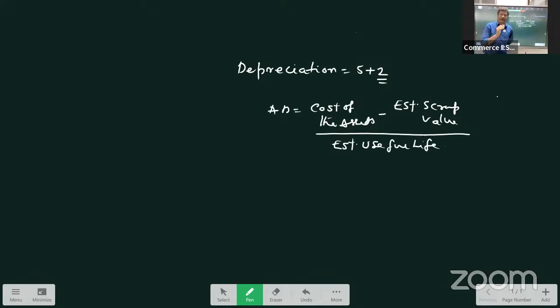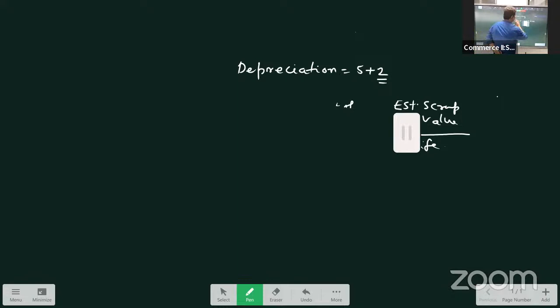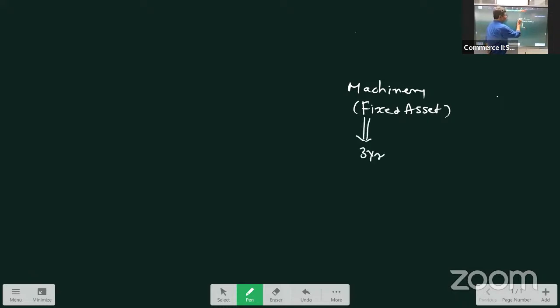Then what will be asked for 5 marks? This is very important. For 5 marks, he will ask us to prepare the ledger account of the asset. For example, a firm purchases machinery. Machinery is a fixed asset used in the business for more than 1 year. So if this machinery is used in the business for a period of 3 years, then for 3 years we have to prepare this ledger account. We have to show what all entries we have to make in this ledger account.